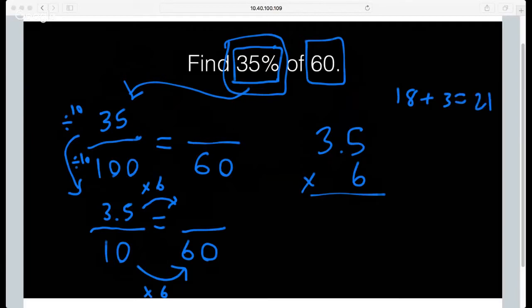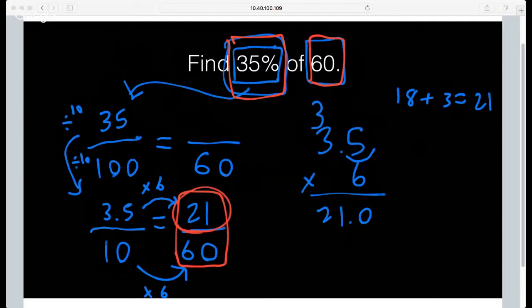And just to prove this to you guys, I'll do it the other way too. 6 times 5 is 30. 6 times 3 is 18, plus that is 21. And we have one space here, so we have that. So in your head, thinking 3 times 6 is 18, and then 6 halves is 3, and that's 21. So we have now 21. And we now know that 35% of 60 is equal to 21 out of 60, right? 35% of 60 is 21.